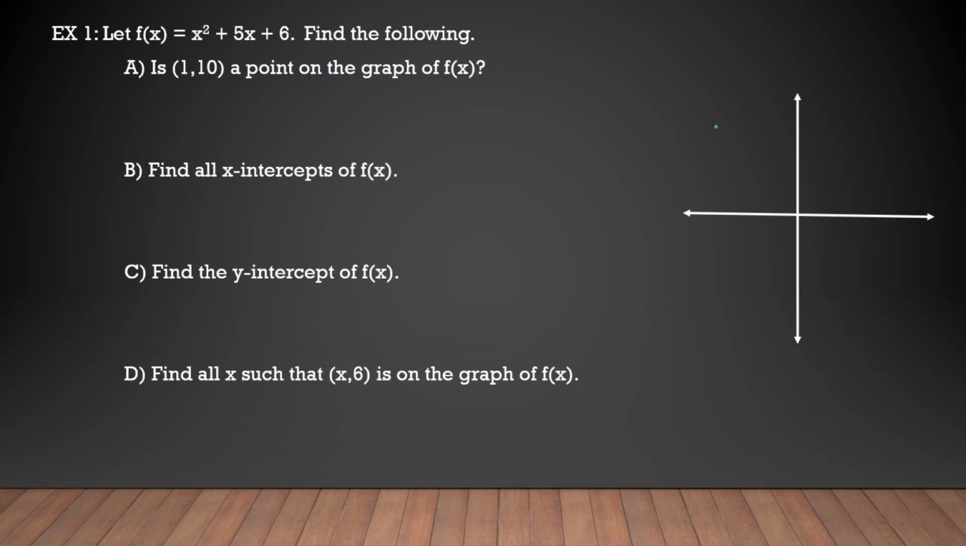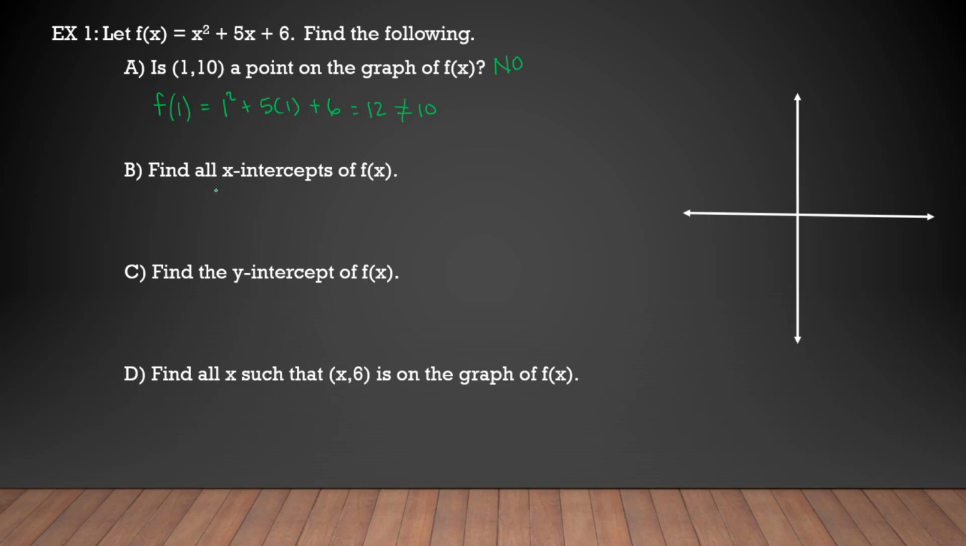All right, so here's some more things about reading a graph. Now, we don't have the graph there yet. Now we're going to find some information and see if we can figure out what the picture is going to look like. We're going to go the other direction. So the first thing is: is 1, 10 a point on the graph? Well, that simply means I want to find f of 1. Well, f of 1 means I plug 1 in for the x's, so I get 1 plus 5 plus 6, so that's 12. That is not equal to 10, so the answer to the question is no.